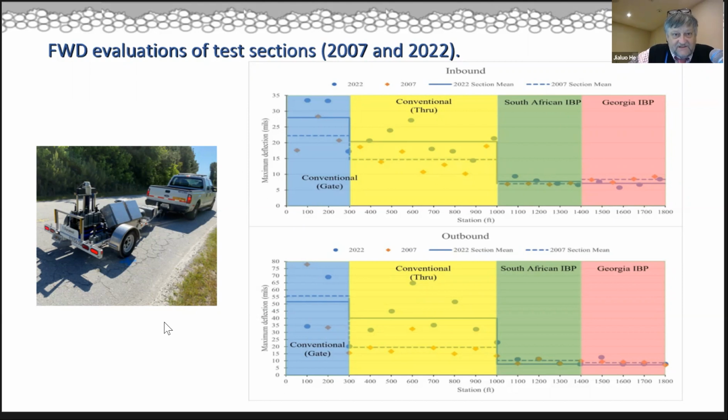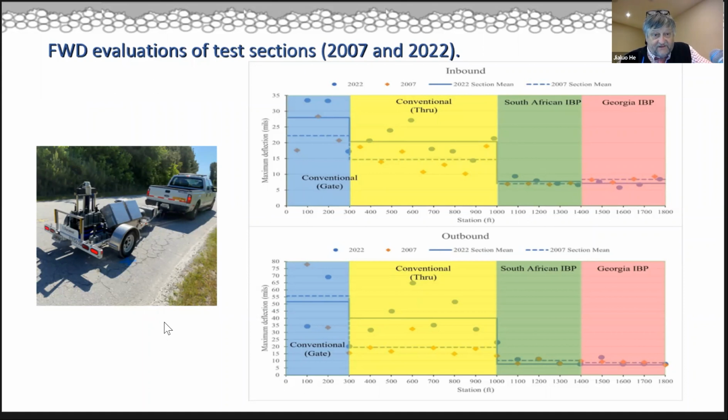What you can see here is initially the falling weight deflectometer measurements. You can see data points for the individual tests, but I have also shown average lines corresponding to the average FWD. This is for a 9-kip drop for the particular section, and the dash line is for the 2007 measurements that were made, and the solid line is for 2022.